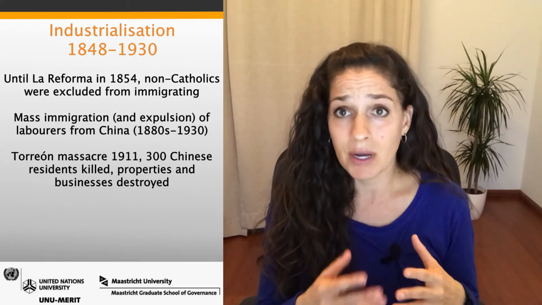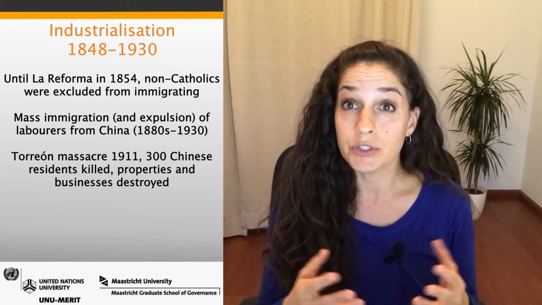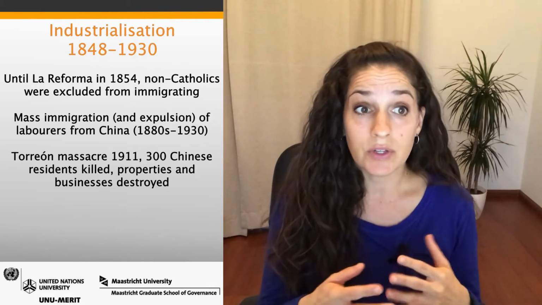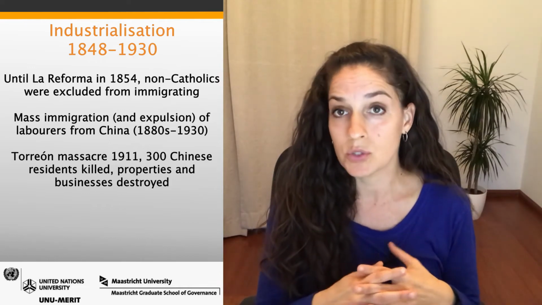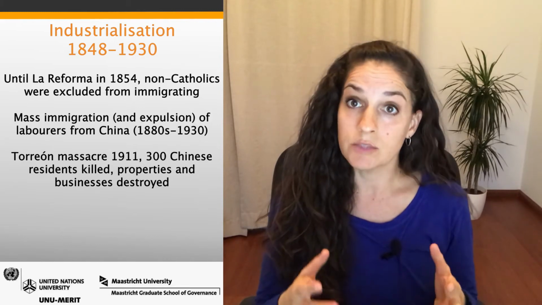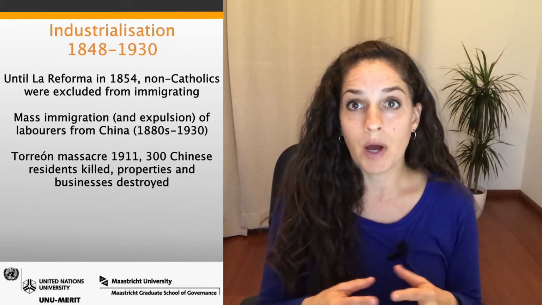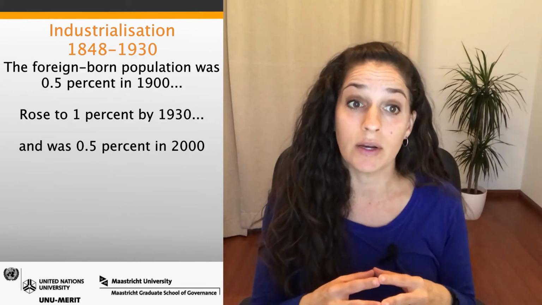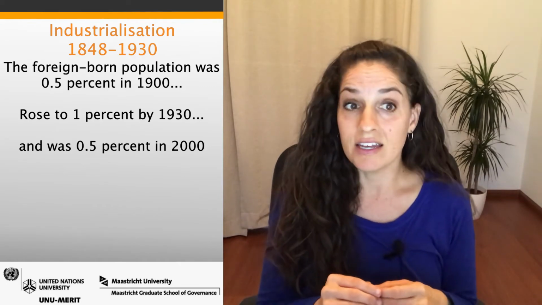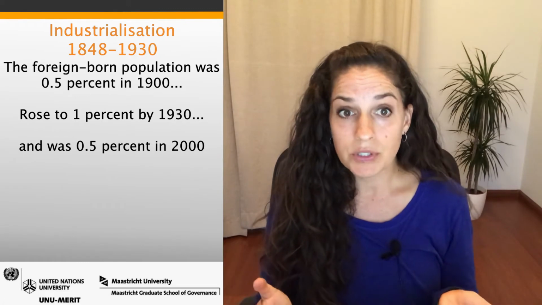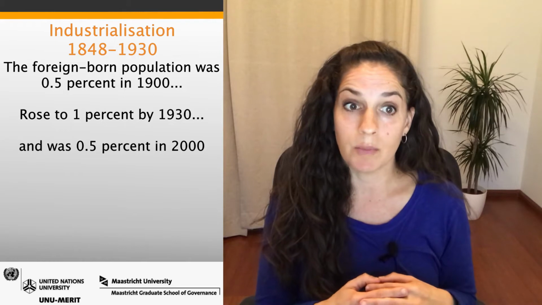There was also a massacre in 1911 of 300 Chinese residents. They were killed and their properties and businesses were destroyed. So there started to be kind of more hate crimes towards the Chinese population, and later also deportation. So the foreign-born population in Mexico decreased quite a bit and was only at 0.5% of the population in 1900. It rose to 1% of the population by 1930, but it was back again at 0.5% of the population by 2000.